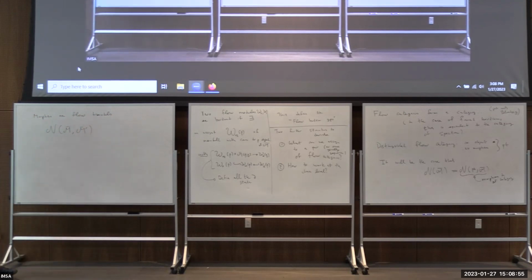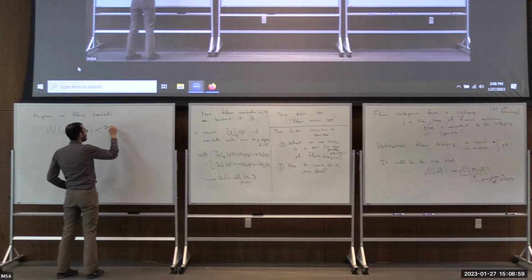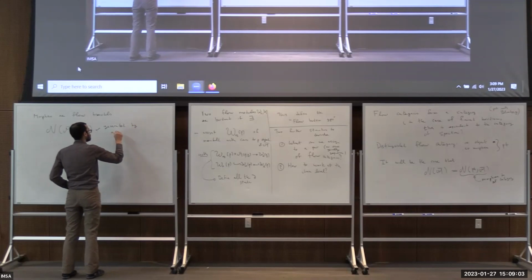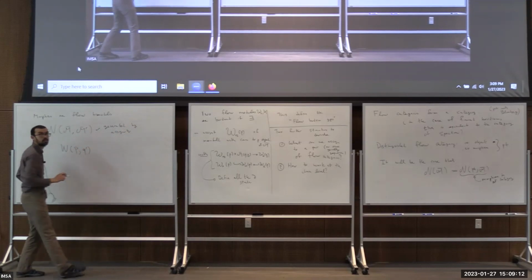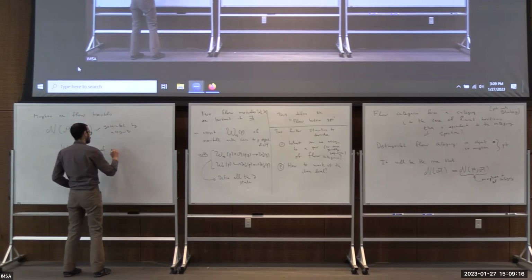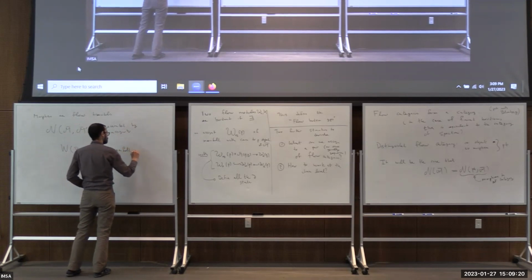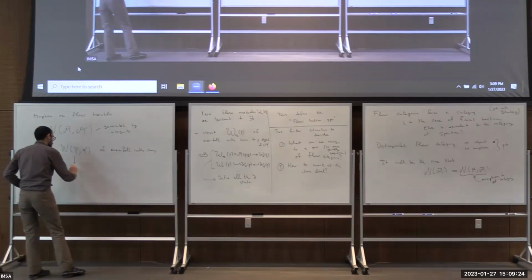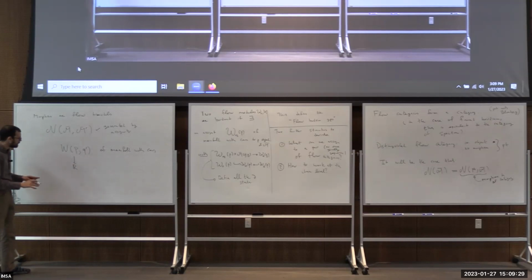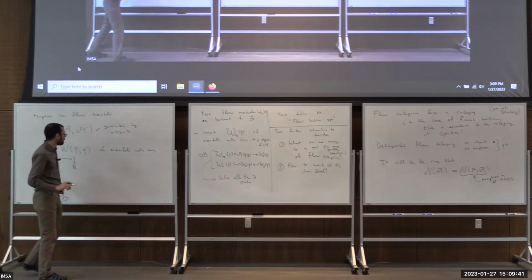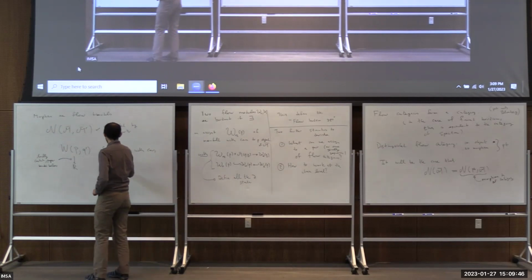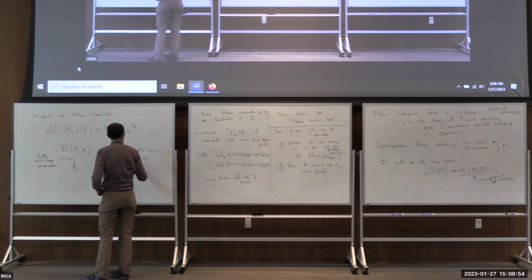Fine. So there are two flow categories. What is this? This is generated by a manifold with corners. The map is always to R, with a constant property down below. Okay. For each pair, we define an object and bar.